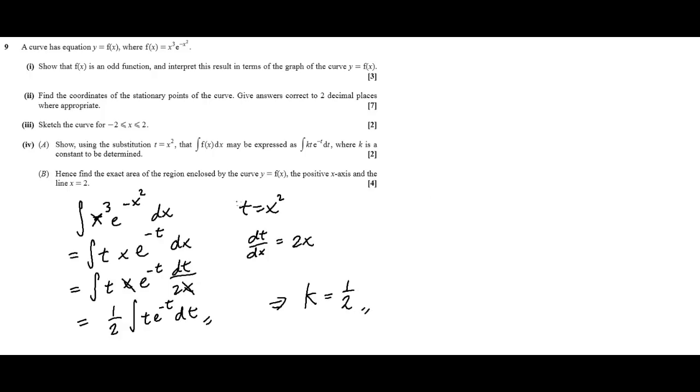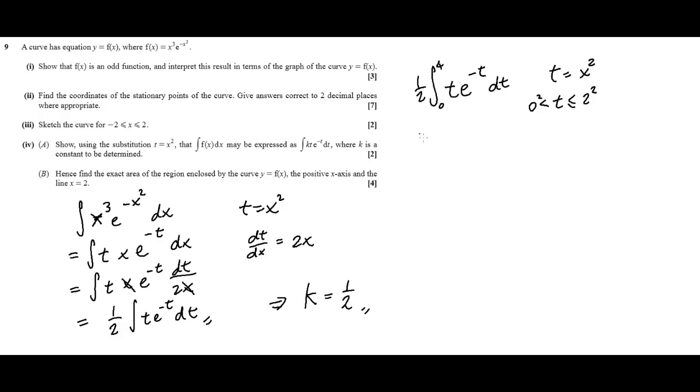So that's A done. Then B, find the exact area between the x value 2 and 0. That's what I meant to say. So let's get this started. Let's start with the integral of half t e to the minus t dt, and we know that t is x squared, which means the boundary is between 2 squared and 0 squared, which means that it's from 0 to 4.